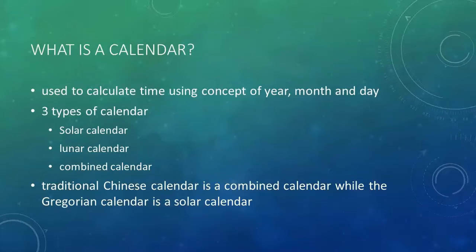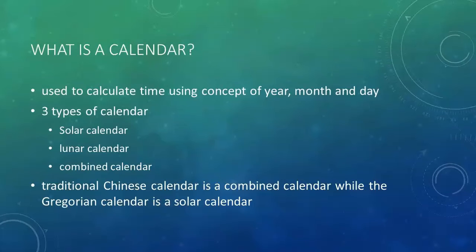Now the lunar calendar doesn't focus on the sun's movement, it focuses on the moon's movement. So it tracks when the full moon cycle takes place. Okay, so when is the next full moon? That's what the lunar calendar tracks. And the combined calendar tracks both. The traditional Chinese calendar is a combined calendar, it tracks both. So that's why on the Chinese calendar you have the lunar months, which track the sightings of the moon, when is the next full moon.